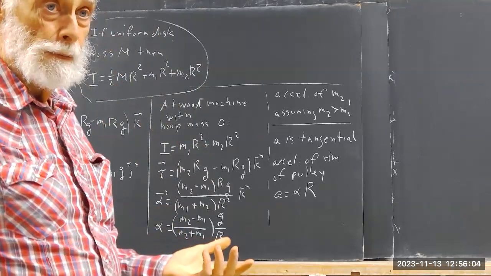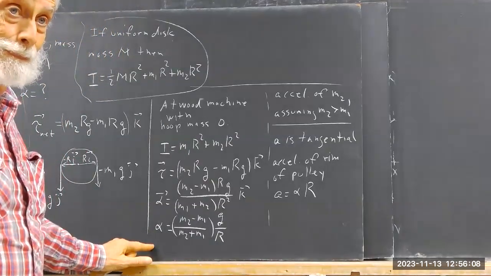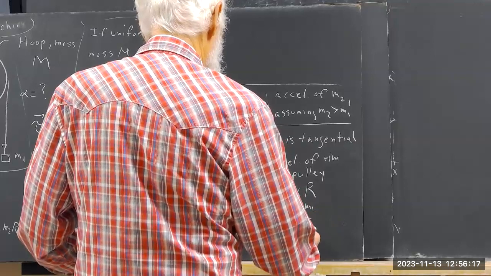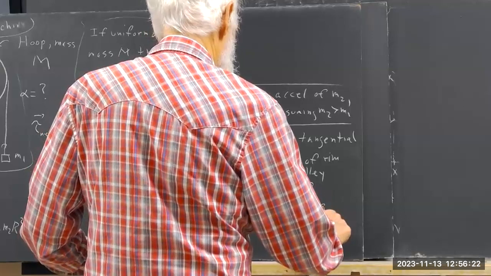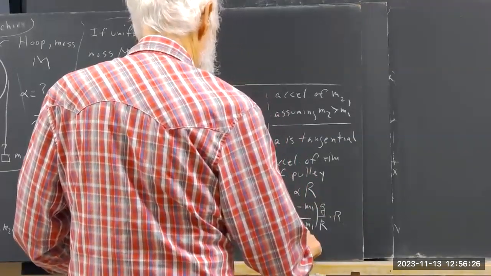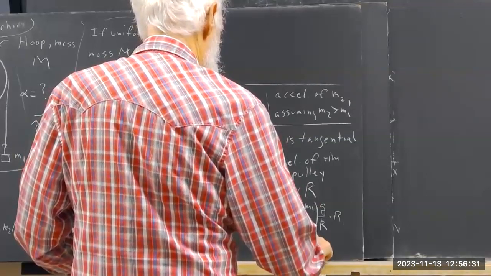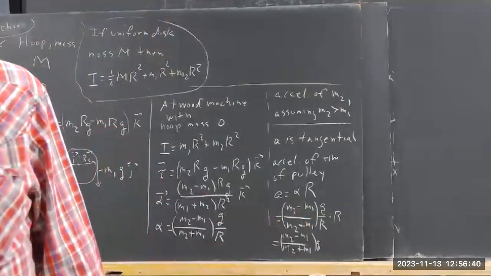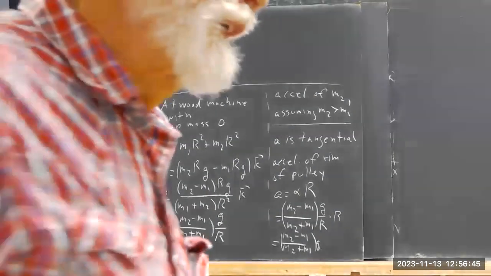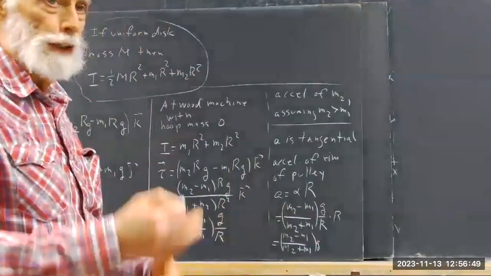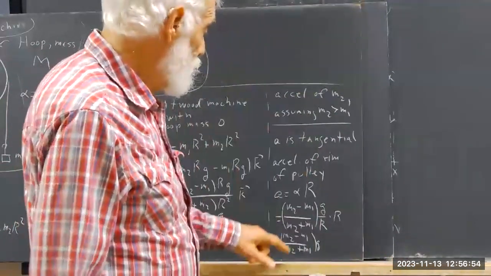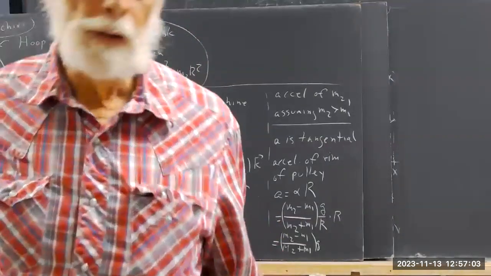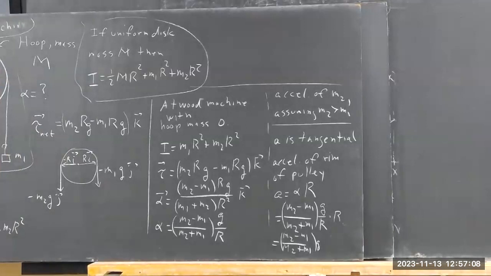So what is alpha times R? Well, there's alpha. M2 minus M1 over M2 plus M1 times g. And that's exactly what you get if you figure out what the net force is and divide by the total mass. The net force is M2 g minus M1 g, which is your M2 minus M1 times g, and your total mass is M2 plus M1. Now that's a really important connection. And it's pretty illuminating. So you really want to try to understand that.